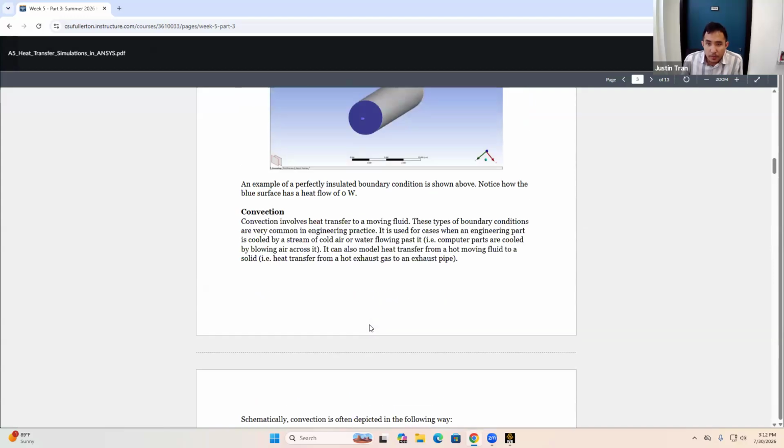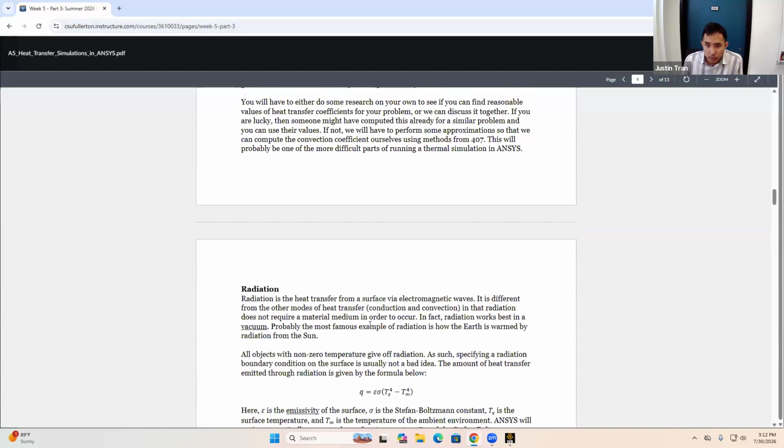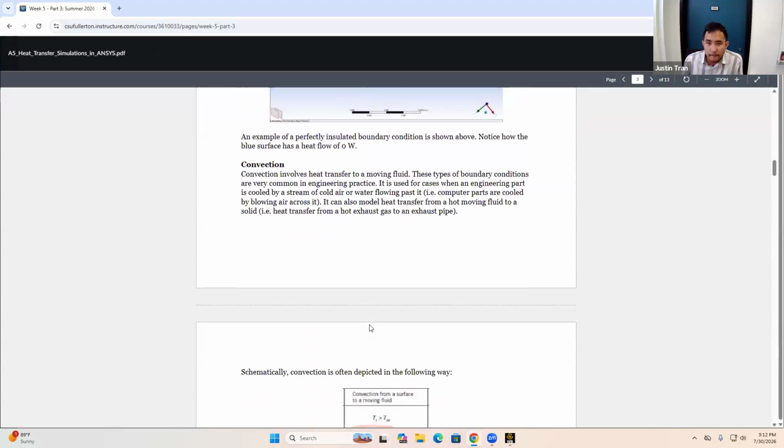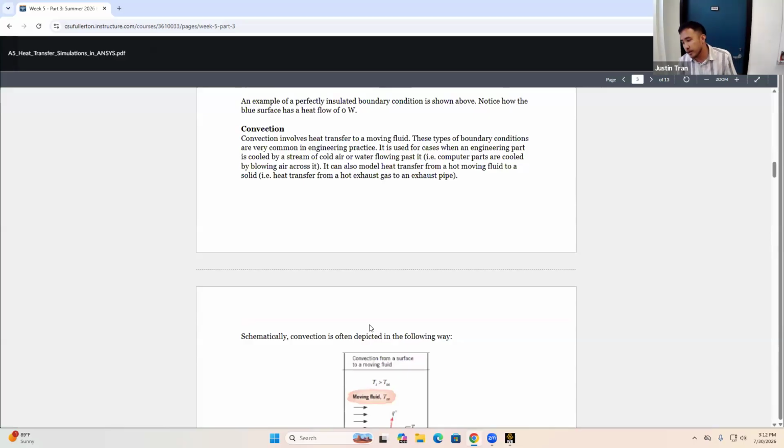The next type of boundary condition we can have is convection. This is kind of a unique one. If you've taken heat transfer before, you probably know what convection is. But if you haven't, convection is basically the transfer of heat to some kind of moving fluid. So if you have air going over an object, then that airflow is going to enhance the heat transfer that comes out.